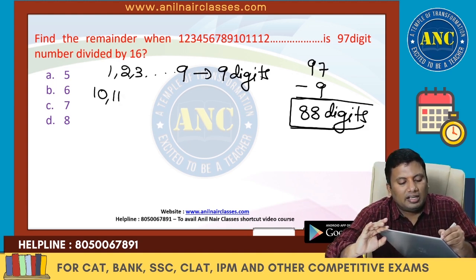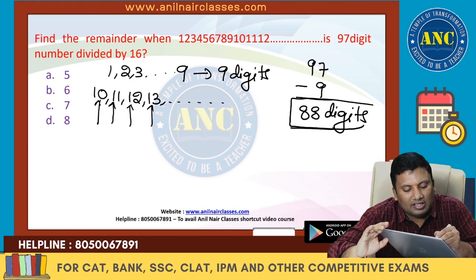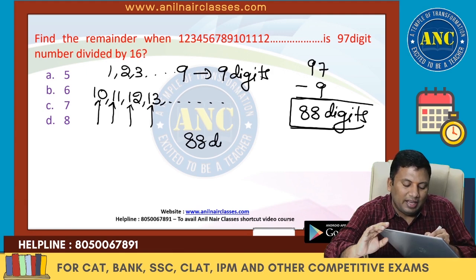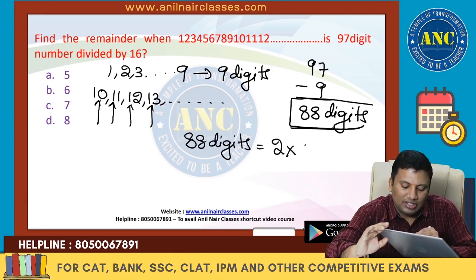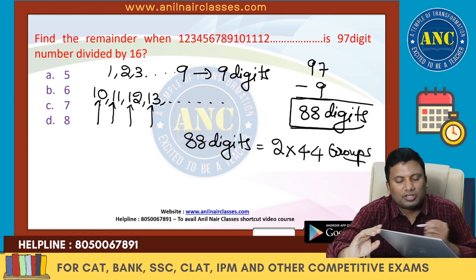After 9 it is 10, 11, 12, 13 and so on. Every number is nothing but a group of 2 digits. In 88 remaining digits, how many groups of 2 digits are there? Which is nothing but 2 into 44 groups. Are you all with me?